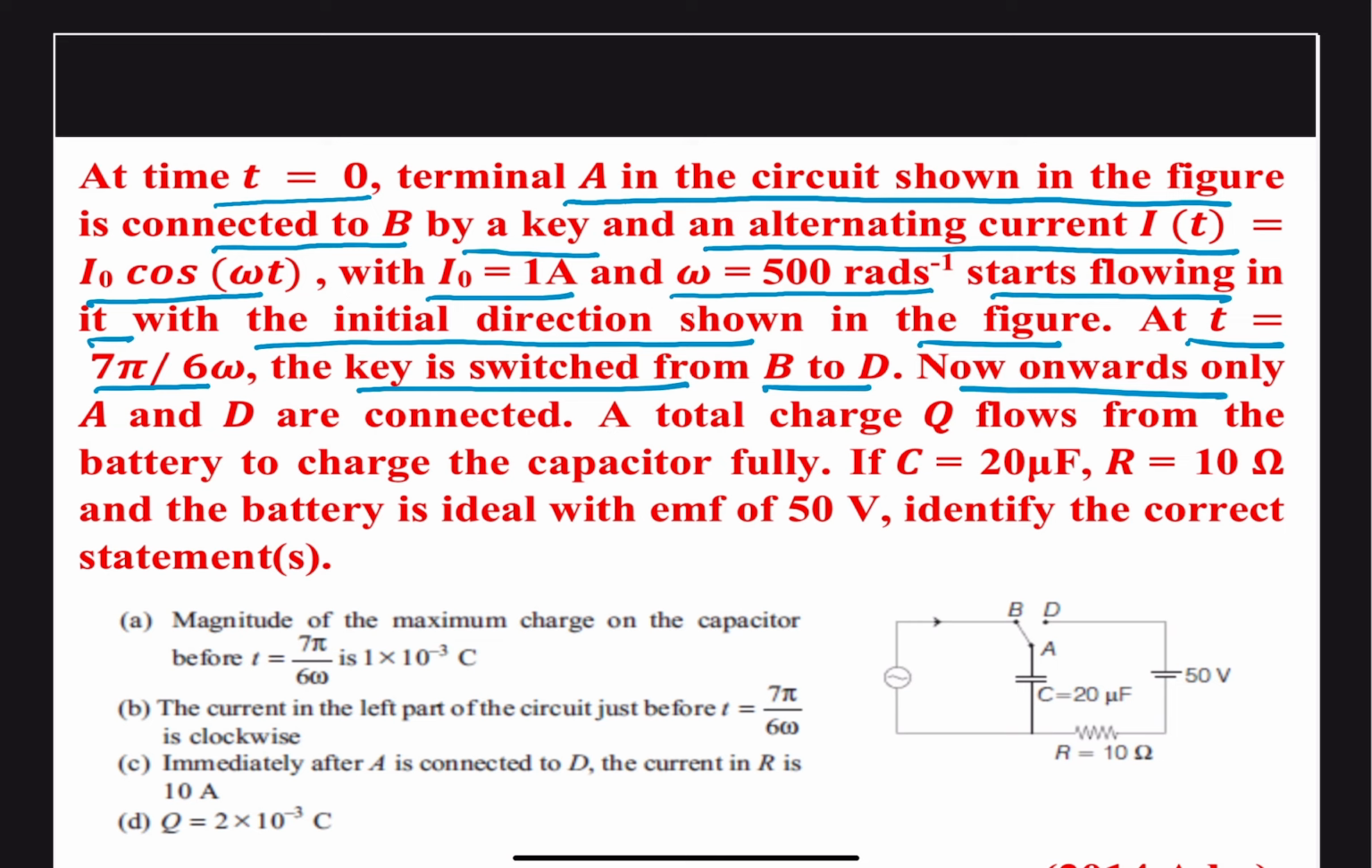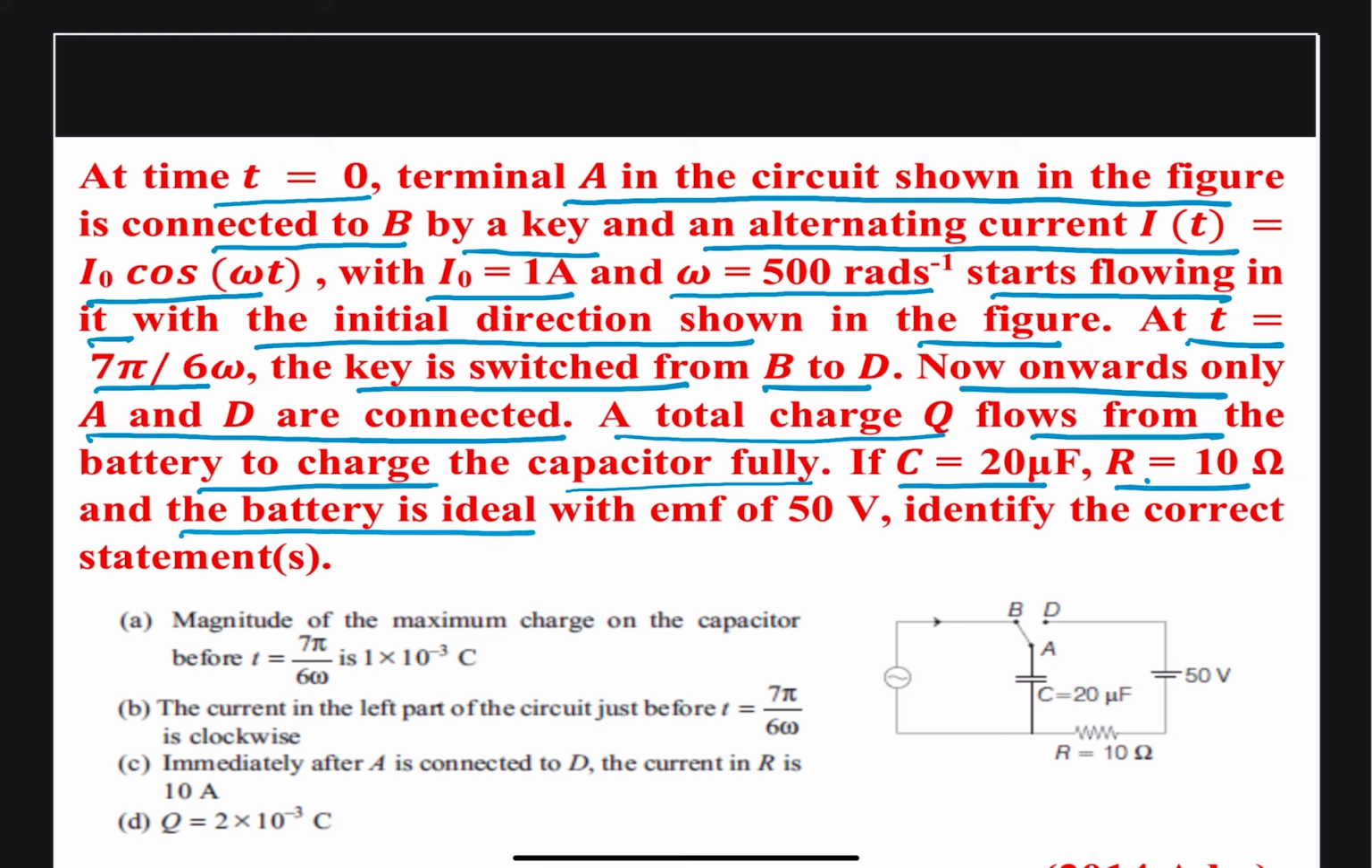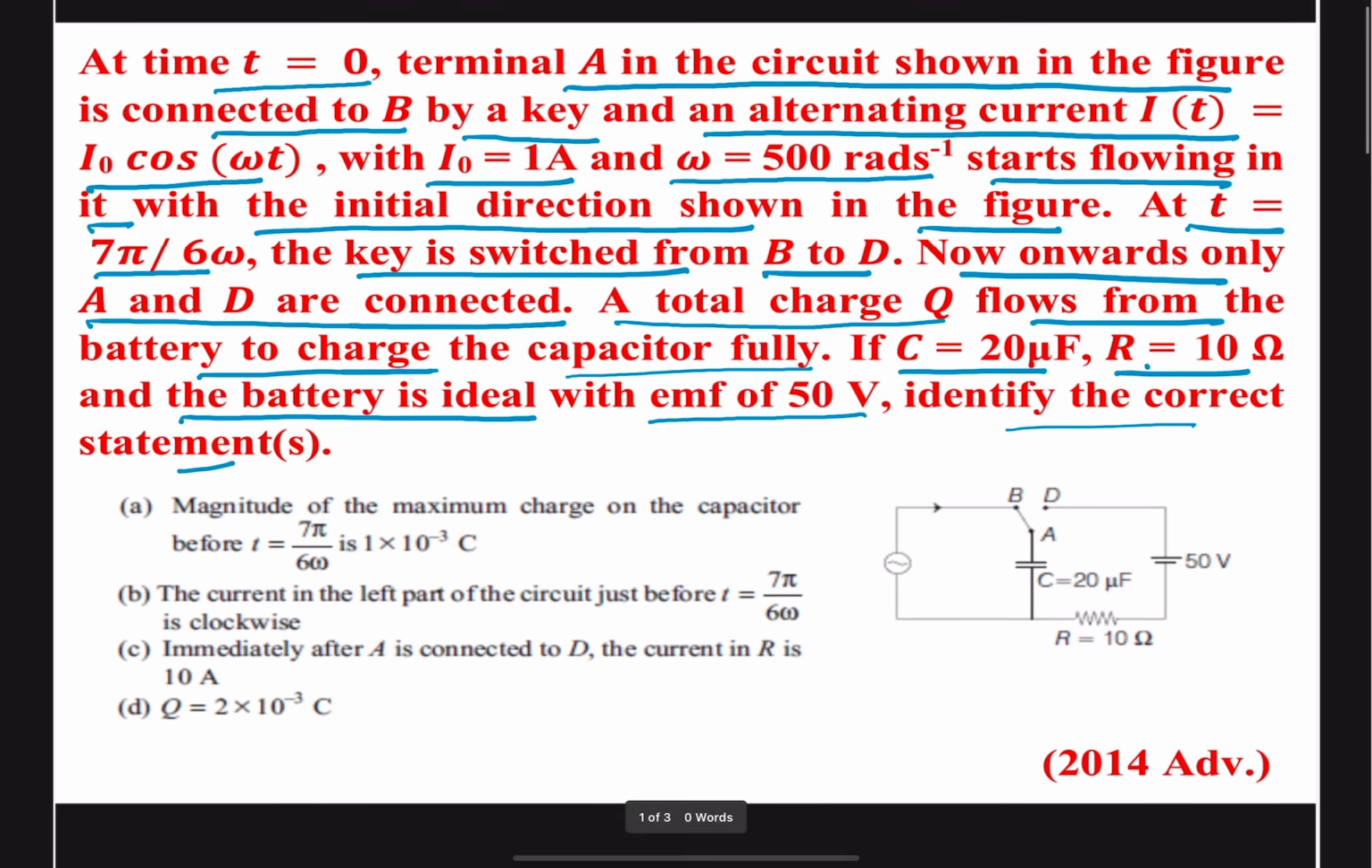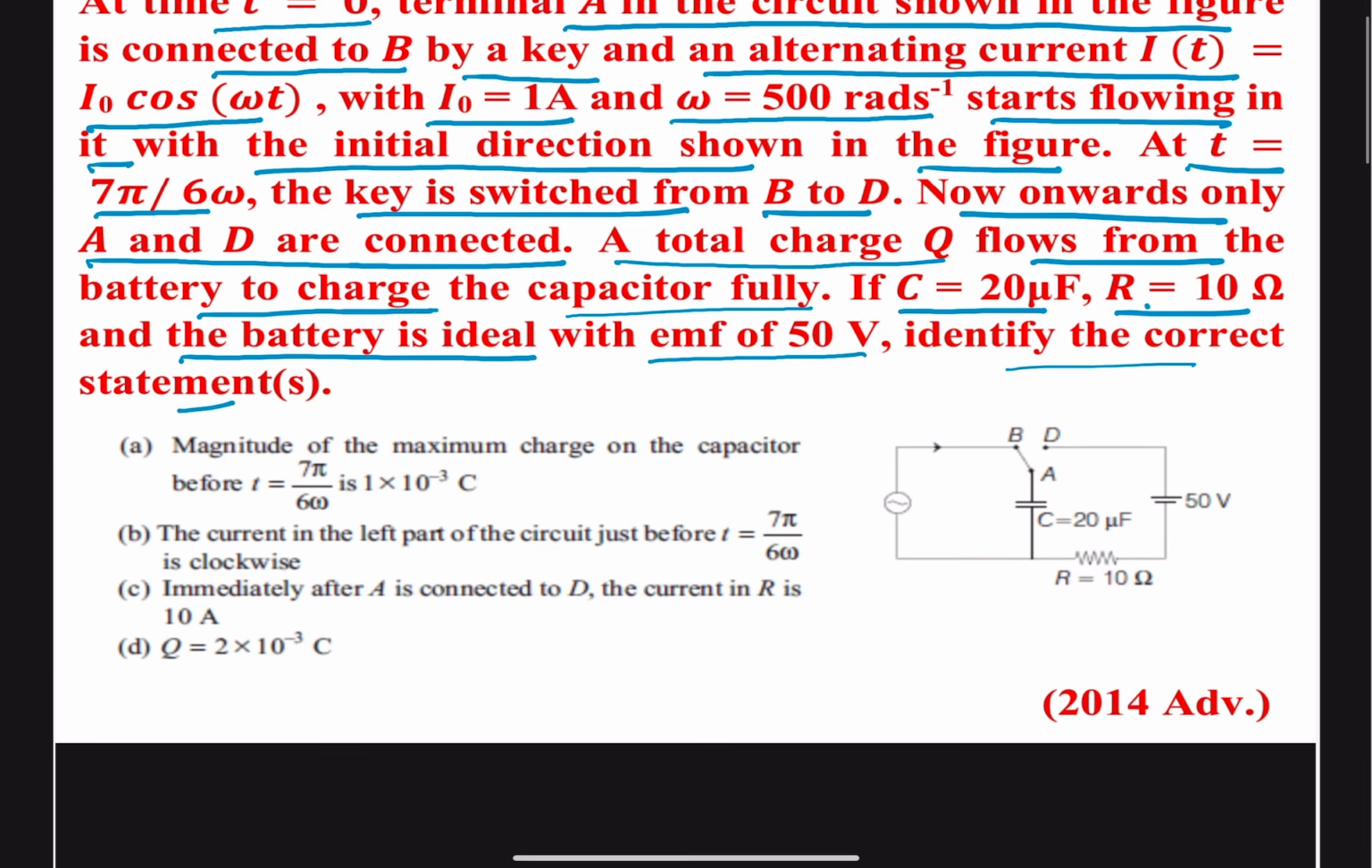Now onwards, only A and D are connected. A total charge Q flows from the battery to charge the capacitor fully. If C is 20 microfarad, R is 10 ohm, and the battery is ideal with the EMF of 50 volt, identify the correct statement. So these are the four options or statements which we are going to check, which of them are true. And this question was asked in the advanced paper of 2014.